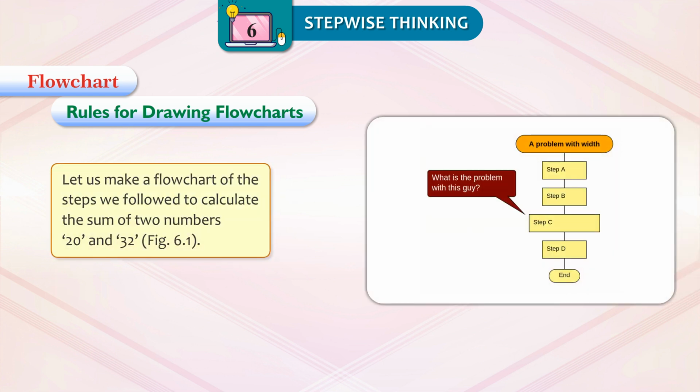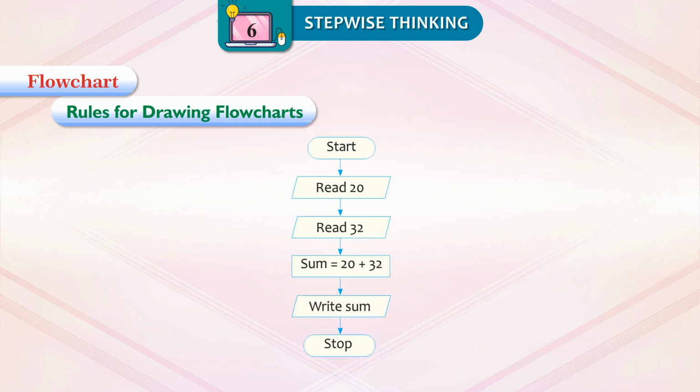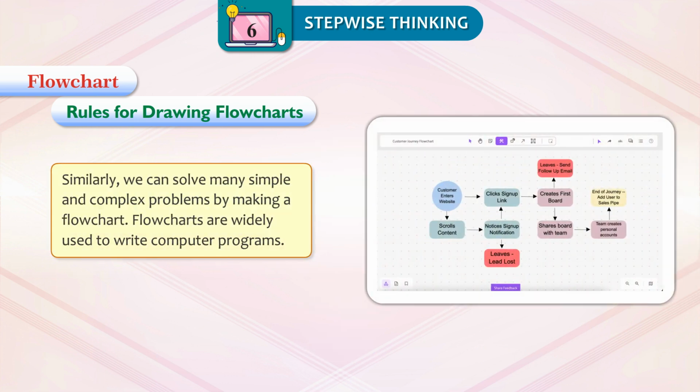Let us make a flowchart of the steps we followed to calculate the sum of two numbers 20 and 32. Figure 6.1. Start. Read 20. Read 32. Sum is equal to 20 plus 32. Write sum. Stop. Similarly, we can solve many simple and complex problems by making a flowchart. Flowcharts are widely used to write computer programs.